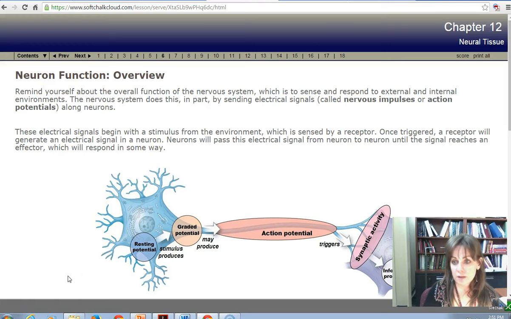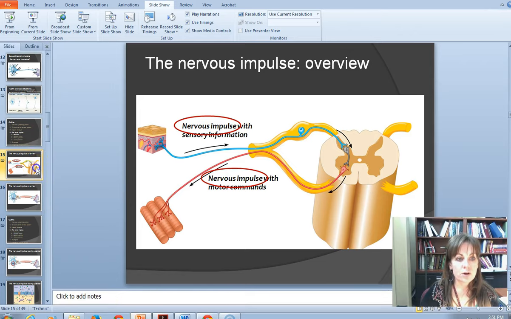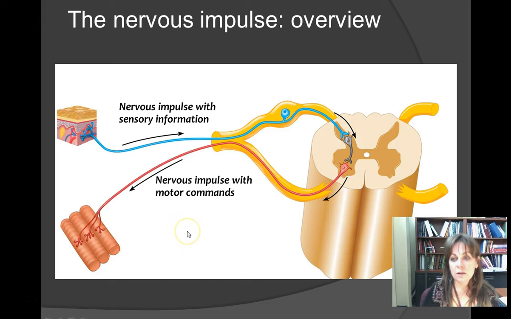Okay, so now that we've talked about neuron structure, let's talk about neuron function. This is very important because neurons, as you remember, are the cell that carries out the basic function of the nervous system. So this is an incredibly important cell. I'd like to make sure that we keep in mind the big picture of the nervous system.